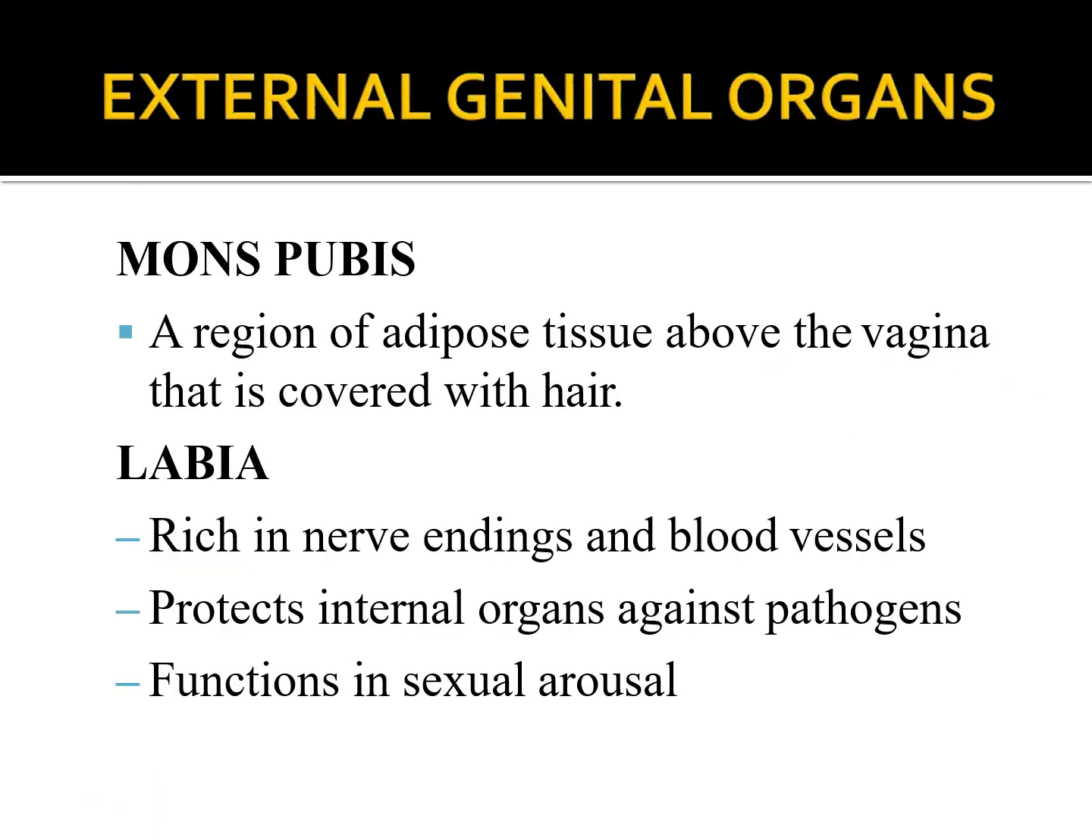Now let us see the external genital organs. The first one is the mons pubis. It is a region of adipose tissue above the vagina and it is covered with hair. That is, it is a deposition of fat tissue cells that is known as the mons pubis, or otherwise known as mons veneris. And next is the labia.